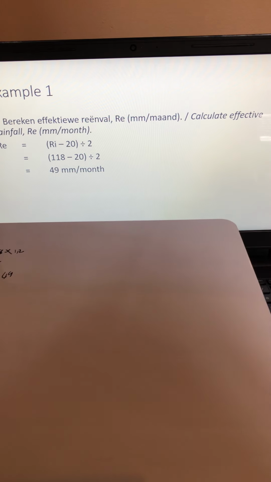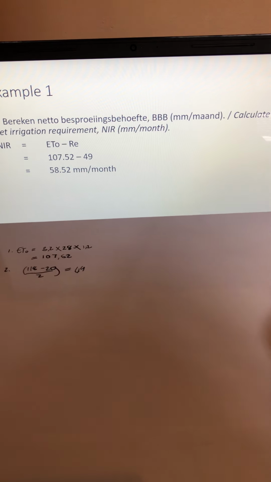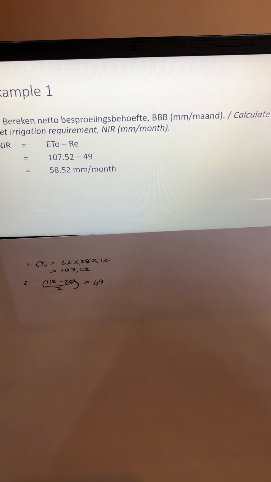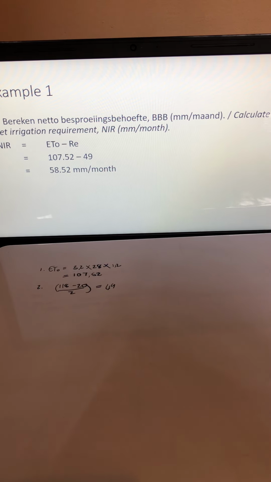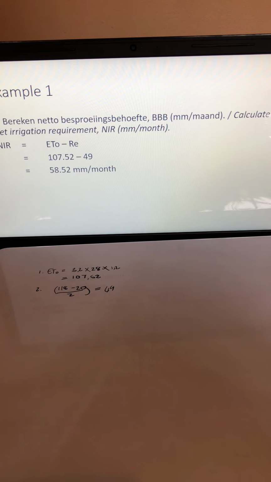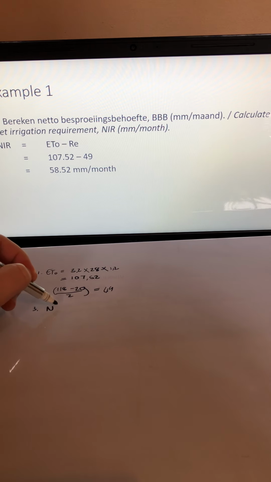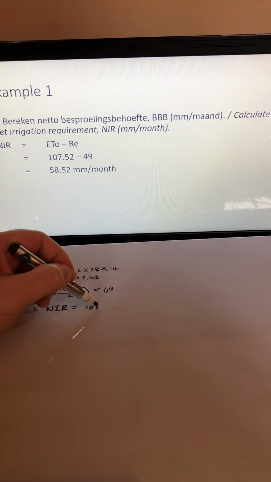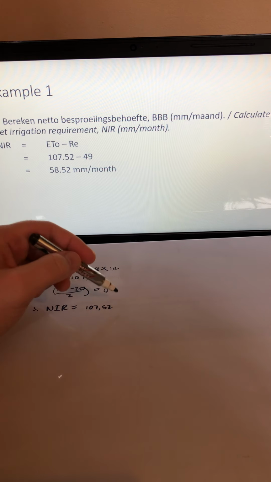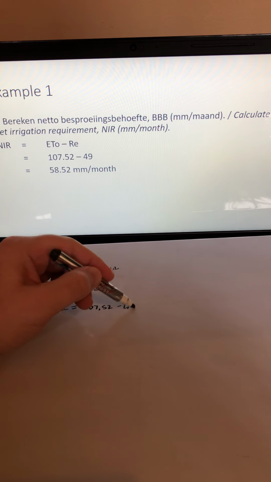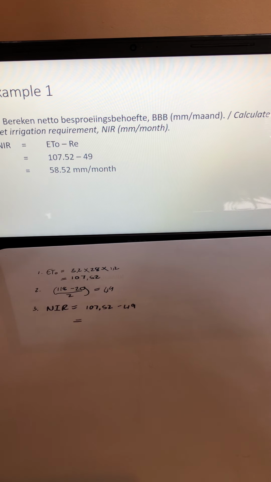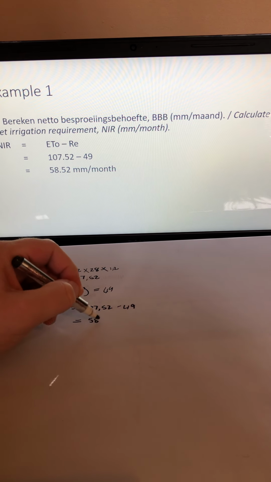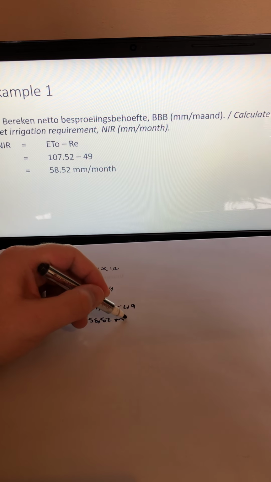So that is the effective rainfall. So now you need to calculate the net irrigation requirement. In other words, how much is required by the plant. So the net irrigation requirement is the evapotranspiration, which is 107,52. So that's how much you've lost minus how much you've gained, which is effective rainfall. And that'll give you 58,52 millimeters per month.